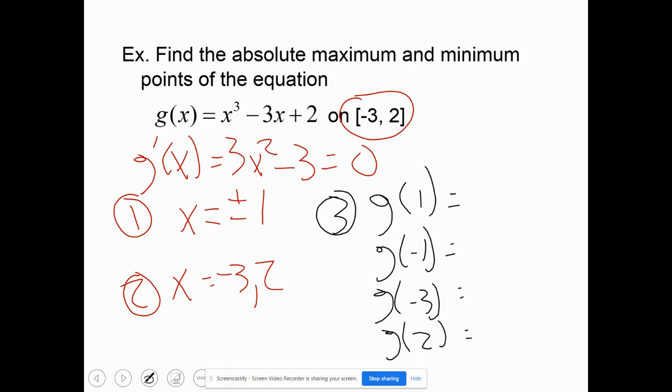Now, without a calculator, sometimes it takes a little longer. With the calculator, this is usually pretty quick. If you plug g of 1 into the equation, you get 0 back. Remember, you're not plugging it into the slope. We're not checking the slope here, all right? But the actual y value. g of -1 will give you 4 back. If you plug g of -3 in, you get -16. And if you plug 2 into the original equation, you come back with 4.